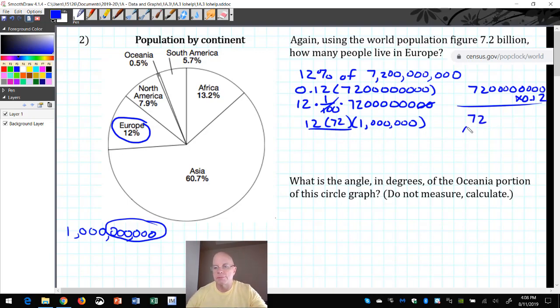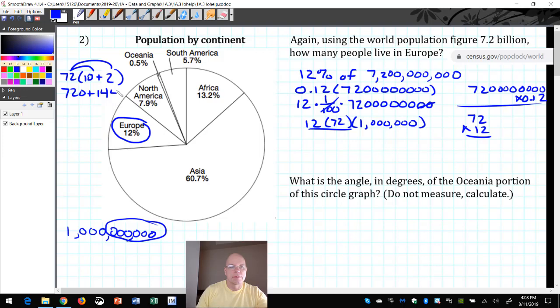And you could do 72 times 12 the traditional way, or you could just think of 12 as 10 and 2. 72 times, let me show it better though. 72 times 10 plus 2 is 72 multiplied by 12, and then I can distribute that factor to both terms, and 72 times 10 is 720, and 72 doubled is 144. So that's 864. So I have 864 times a million, or 864 million people.